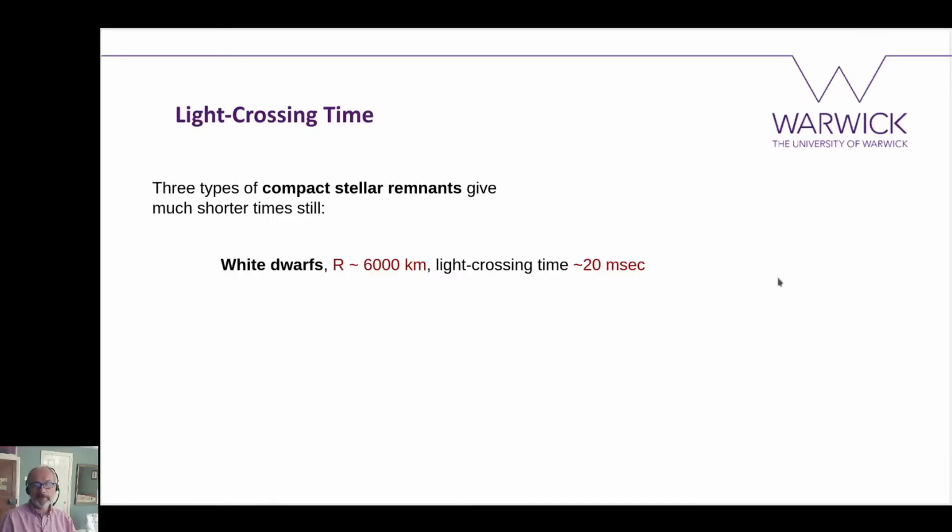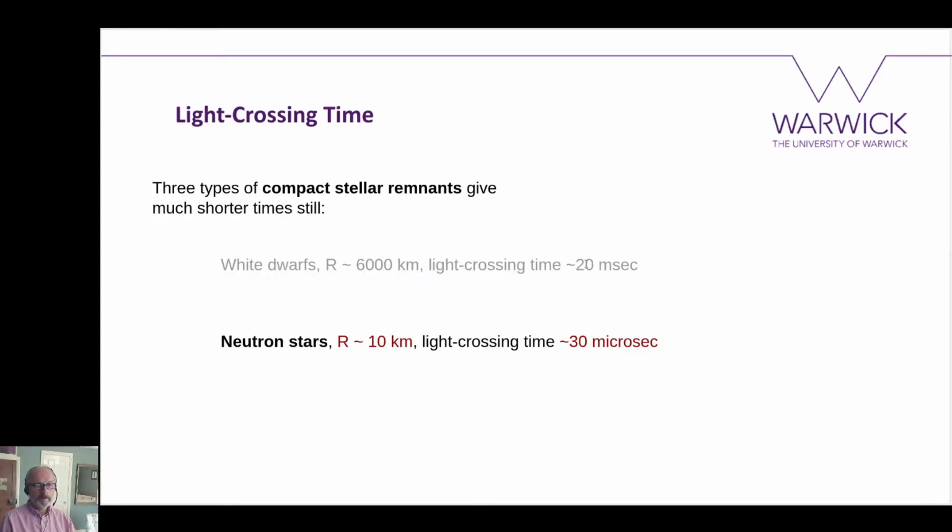And there are three types of what we call compact stellar remnants, very small remnants of stars that give much shorter times still because they are so small. So the most common remnant of stellar evolution are called white dwarfs. They're about the size of the Earth, radius of 6,000 kilometers, a light crossing time of 20 milliseconds. So that's the shortest possible time a white dwarf could vary on. And then much smaller than that are neutron stars, the size of a city, 10 kilometers radius, and the light crossing time there is 30 microseconds.